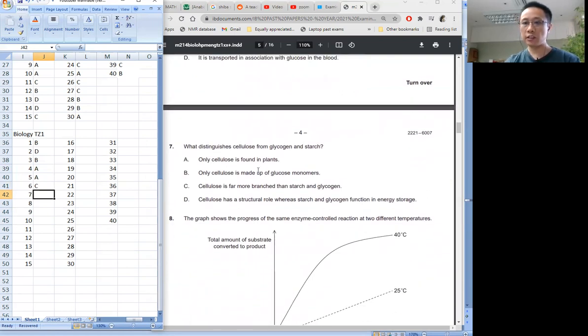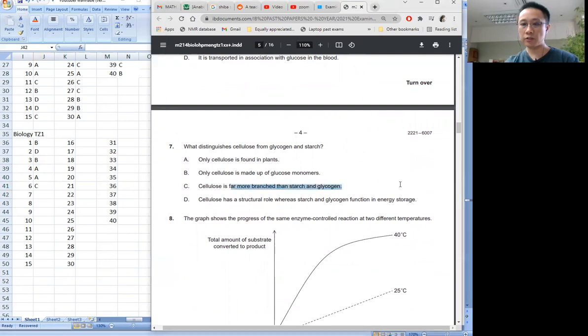7, which distinguishes cellulose from glycogen and starch? They are both polysaccharides. Cellulose is definitely not branched. D looks promising, but how about A and B? No, starch is definitely found in plants like potatoes and rice.